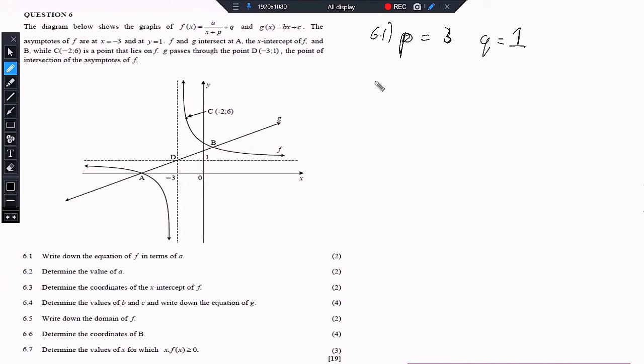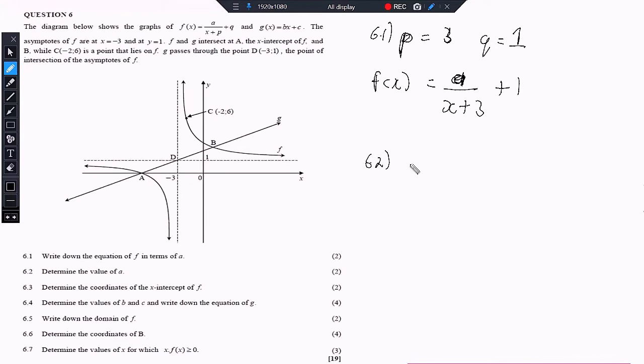Now, if we are to write the equation, this will become f of x equals a over x plus 3, and then plus 1. And then we should leave it like that. Remember, they said in terms of a. So that means at this point, we are not required to find the value of a. We are just supposed to write it like that. Okay, so now 6.2, that's when they're asking us to determine the value of a.